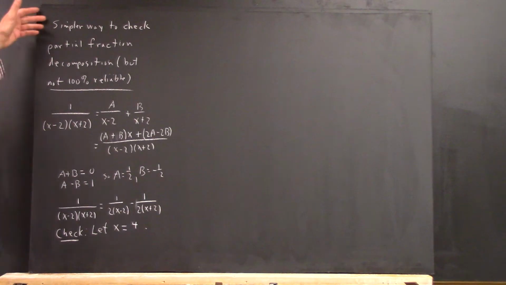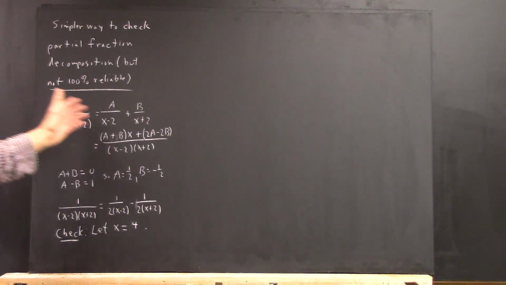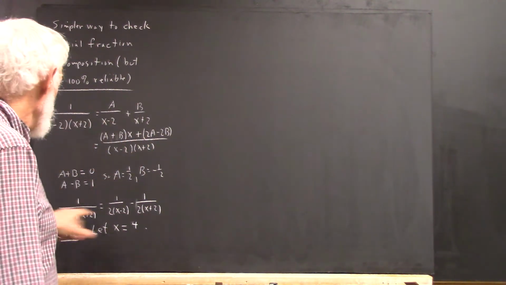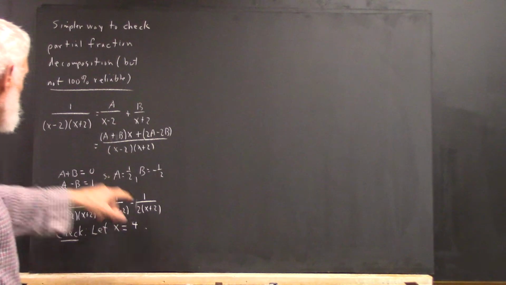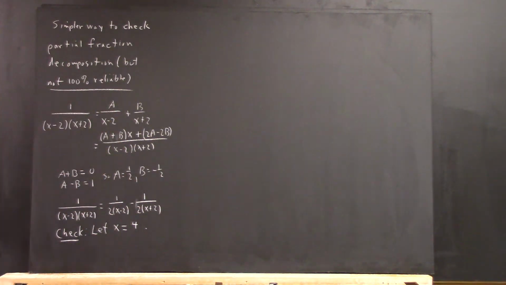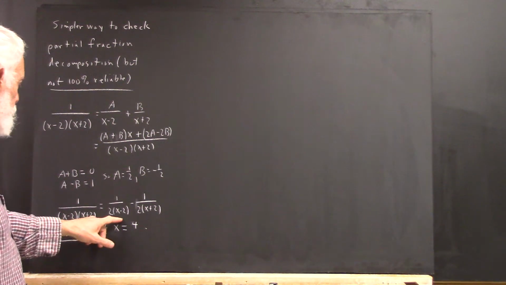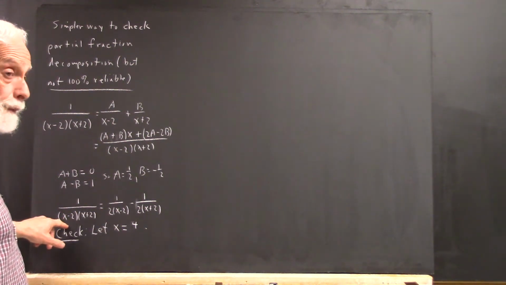Okay, there's a simpler way to check partial fraction decomposition than, well, for example, here. Here's our partial fraction decomposition of this. Here are the steps. I'm not going to go over them. It's very similar to what we've already done. We want to check that this is actually equal to this.